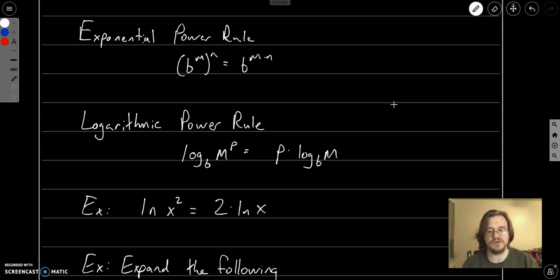We're taking the exponent and turning it into multiplication. Kind of like up here, where we have b to the m, all raised to the nth power, turns into multiplication, m times n. When we have log base b of m to the pth power, it's going to be p times our log.